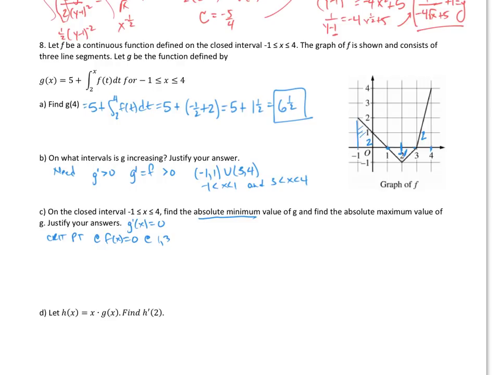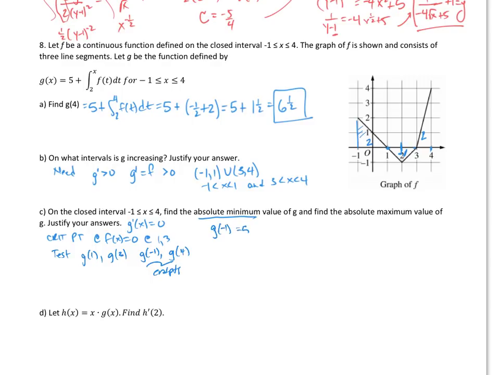So we need to test g of 1, g of 3, and then don't forget g of -1 and g of 4. Why are we testing these? Because these are the endpoints. So we have to test all that. So let's just go ahead and do that. Let's start with g of -1. We'll just start in order.